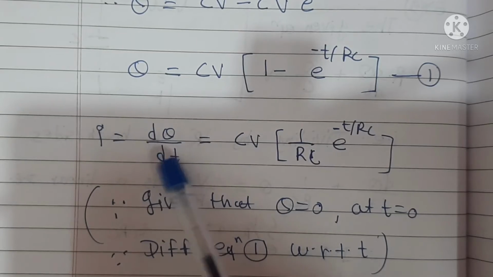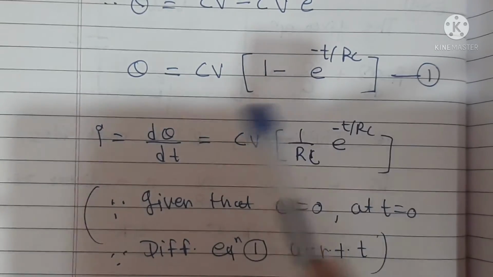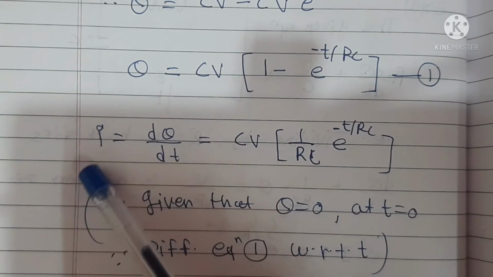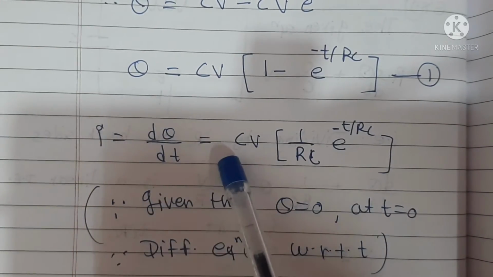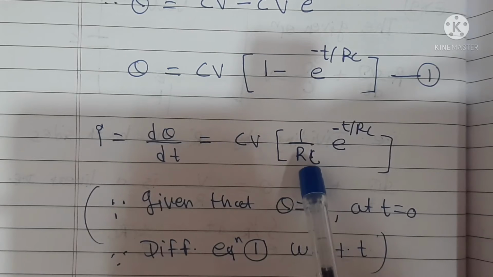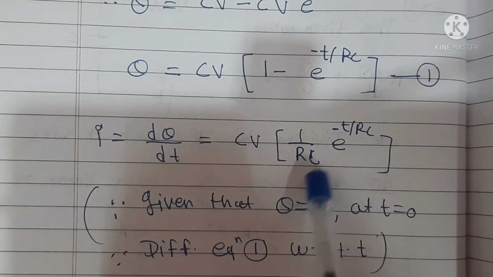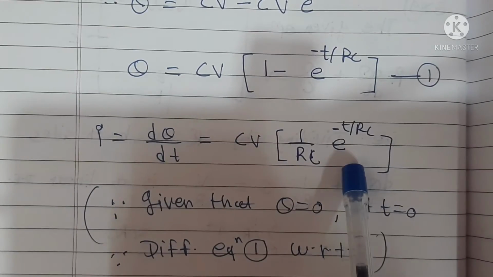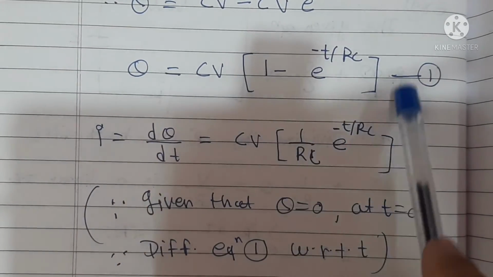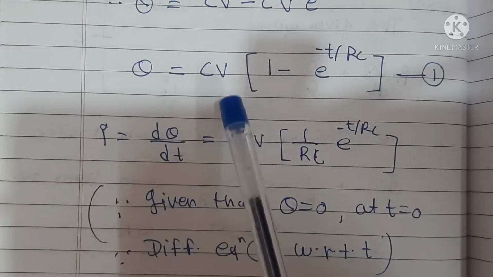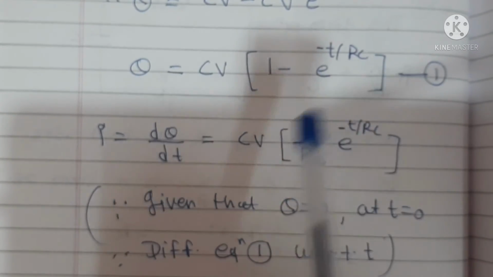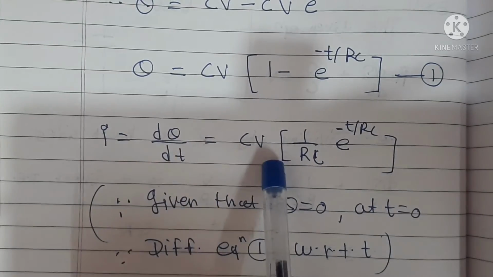Now I is equal to dq by dt. I differentiate the whole equation because current I is equal to the differentiation of this equation. CV as it is, 1 upon RC, e raised to minus t upon RC. I simply differentiate this equation, that is I is equal to dq by dt, the derivative of this whole equation with respect to t.